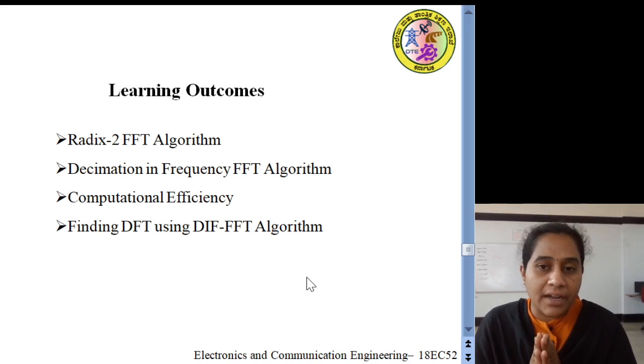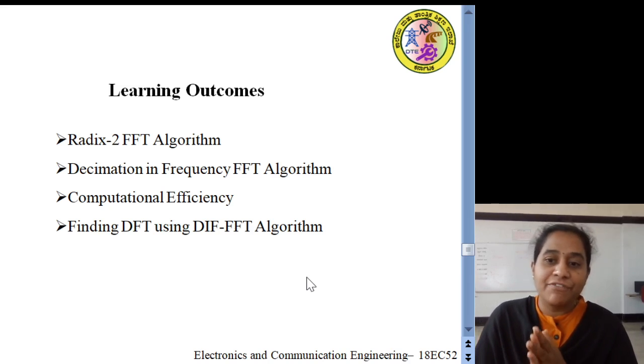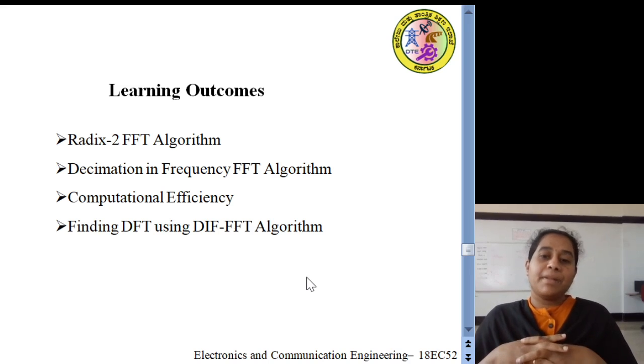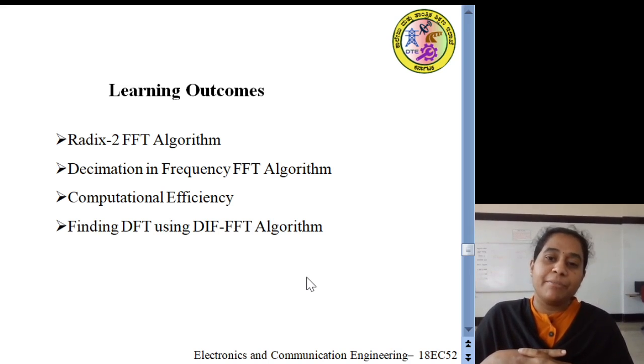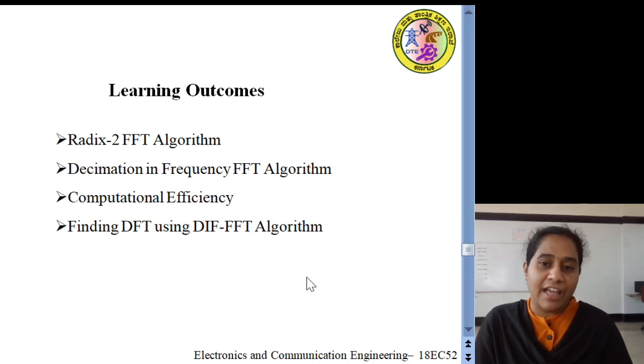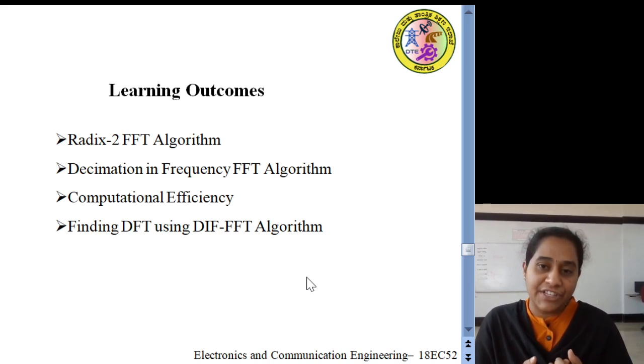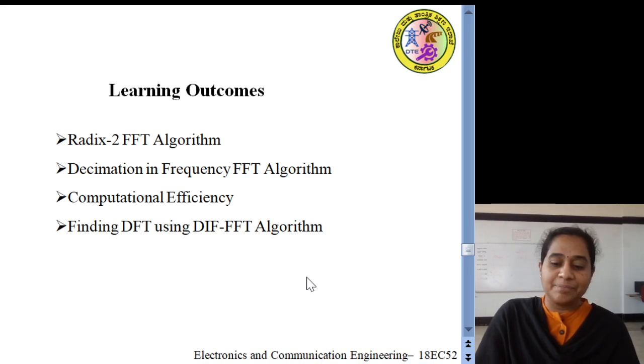Hope you understand the concept of the decimation in frequency FFT algorithm. Now let us see the learning outcomes. We explained the radix 2 FFT algorithm. We began with that, then we went into the decimation in frequency FFT algorithm in detail. Then we took up the computational efficiency of the algorithm. After that, we considered some illustrative examples for finding DFT using the DIF FFT algorithm.